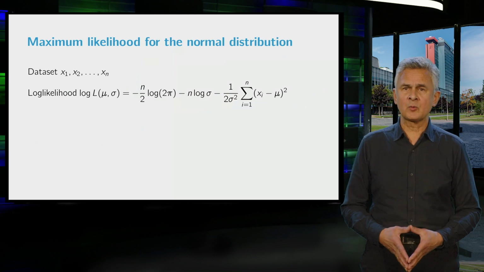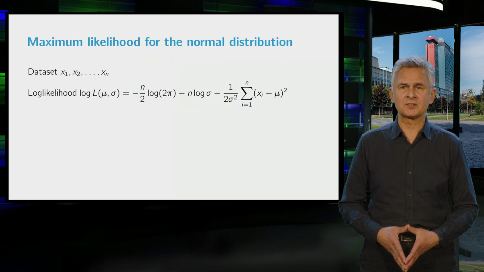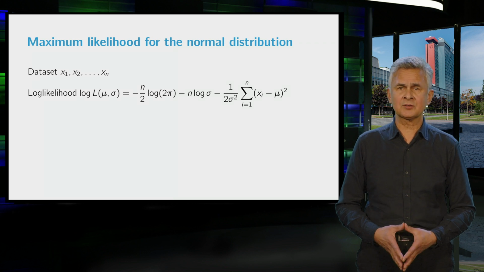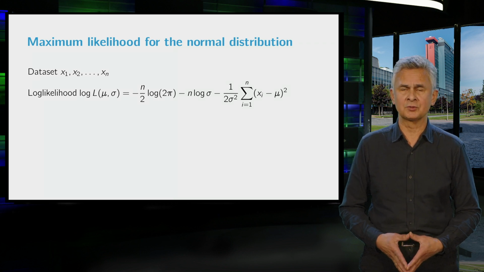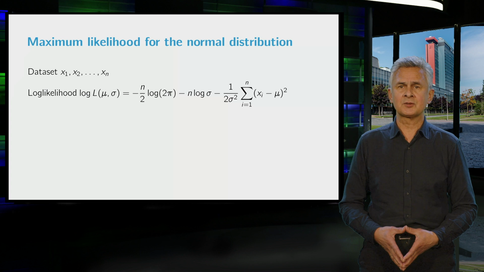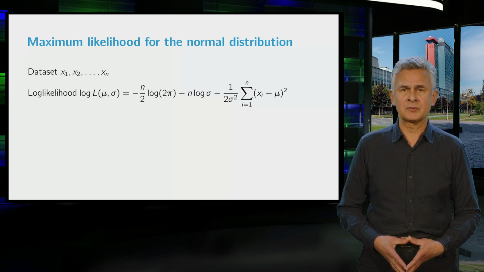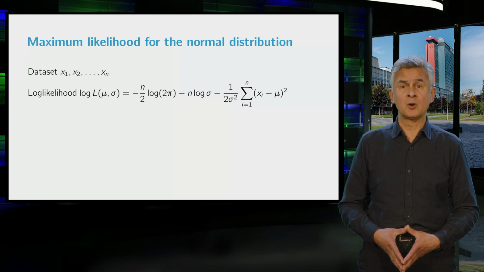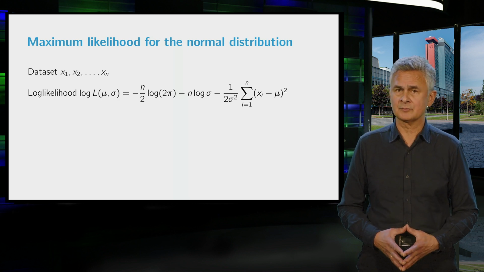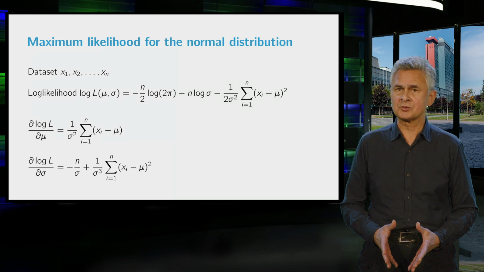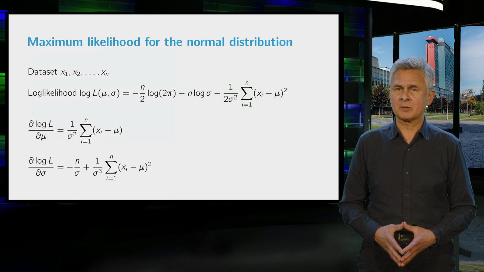To determine for which pair mu and sigma this is maximal, we learned from calculus that we can set both partial derivatives equal to 0 and solve the resulting system of equations. Both partial derivatives are given by the following two formulas. Now you may pause the video here for a moment to check both expressions.